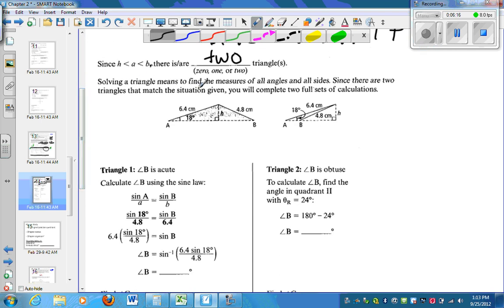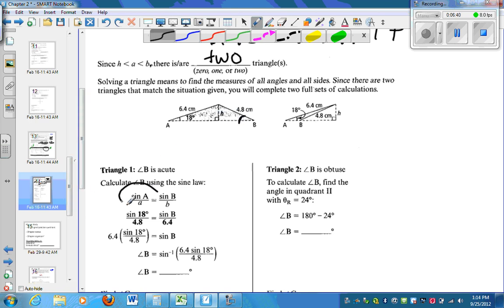Solving a triangle means to find the measures of all the angles. Since there are two triangles, you complete two full sets of calculations. Look, this triangle has angle 18, side 6.4, and side 4.8, but so does this one. So there are two triangles that they could be talking about. First of all, we're going to look at B being acute, so a small angle for B.